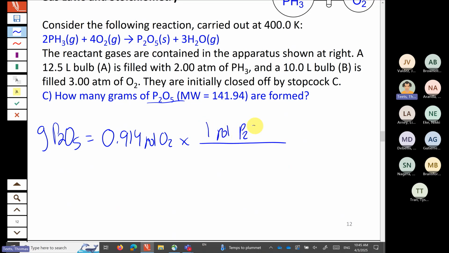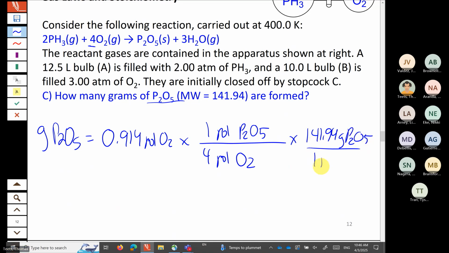1 mole of P2O5 has a coefficient of 1 in front of it, an implied coefficient of 1, over 4 moles of O2. And then we want to convert to grams of P2O5, so we use the given molar mass of 141.94. So now it's just a stoichiometry problem, so we should be off to the races. Moles of P2O5 cancels, moles of O2 cancel. That gets us grams of P2O5, which is 32.4.